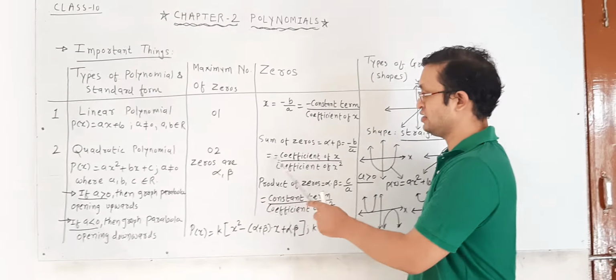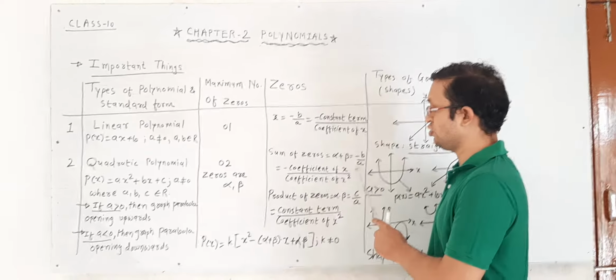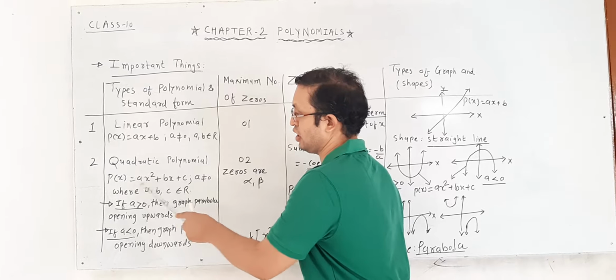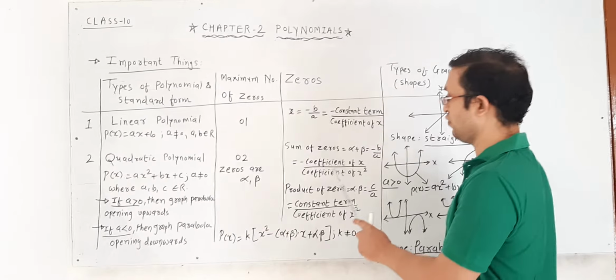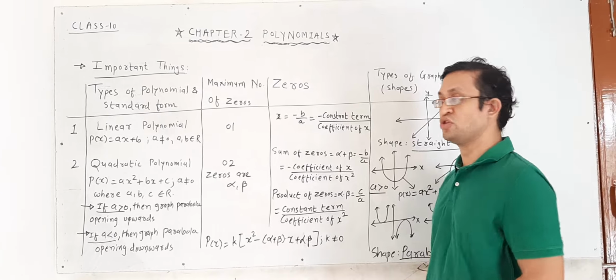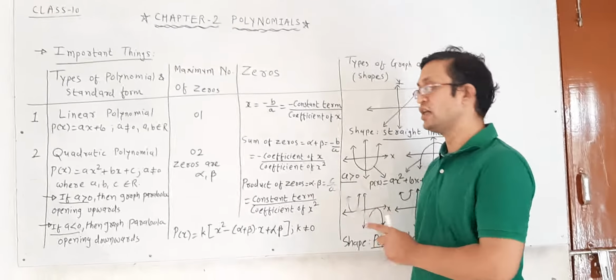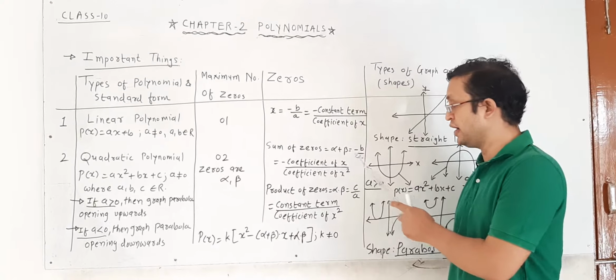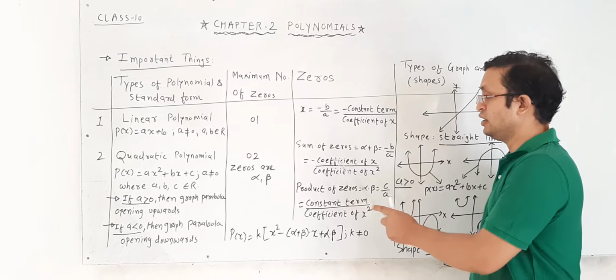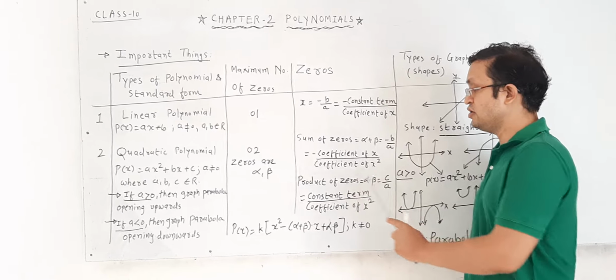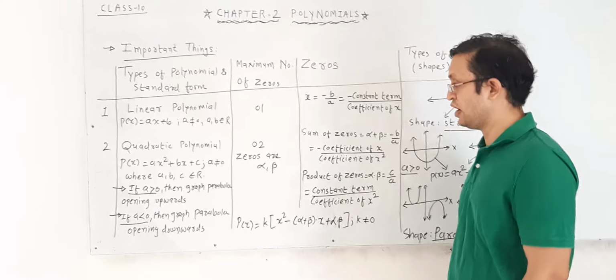Minus sign as it is. B means the coefficient of x, and a means the coefficient of x square. Therefore remember this: the sum of zeros, alpha plus beta, is equal to minus b divided by a, that is minus the coefficient of x divided by the coefficient of x square.